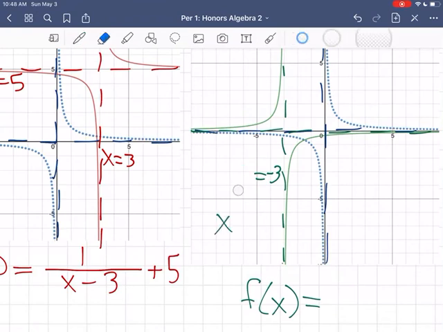Sorry, I misplaced my variables there. Since it's a vertical asymptote, that is going to be an x, easily confused. And then our horizontal asymptote is at y equals 0.